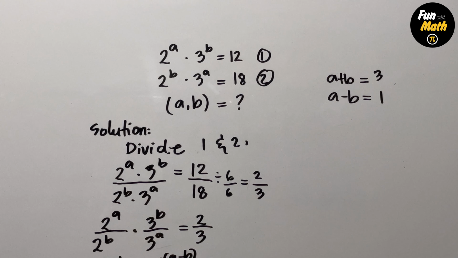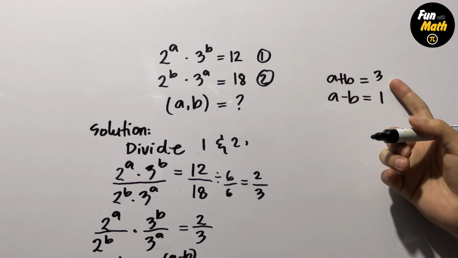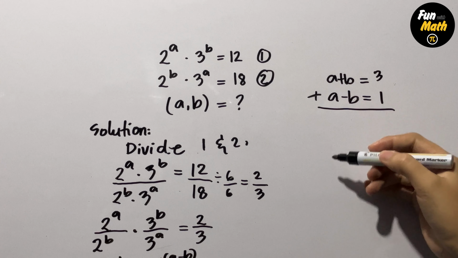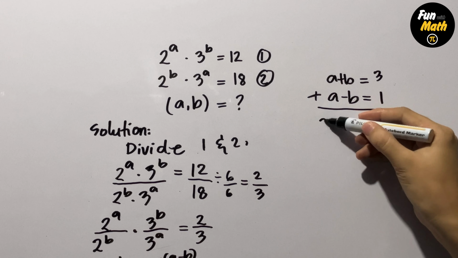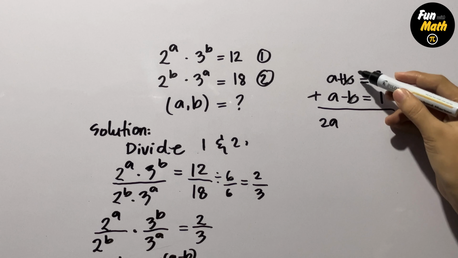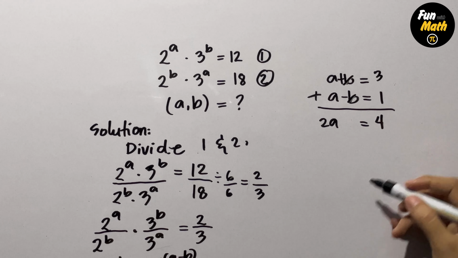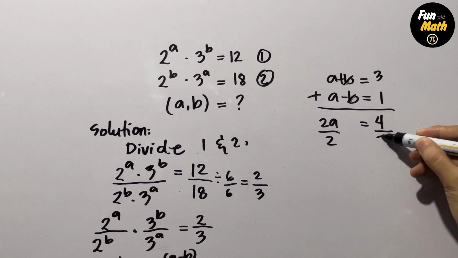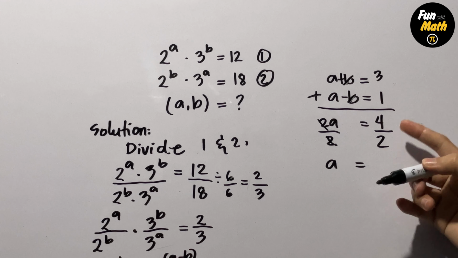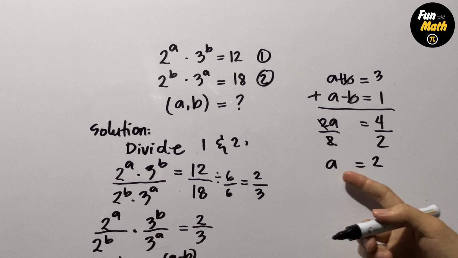Now, the next thing that we can do is to add a plus b equals 3 and a minus b is equal to 1. So a plus a, that is 2a. b plus negative b, this is 0, equals 3 plus 1, that is 4. Divide both sides by 2. This is cancelled. We're left with a is equal to 4 divided by 2, that is 2. So now a is equal to 2.